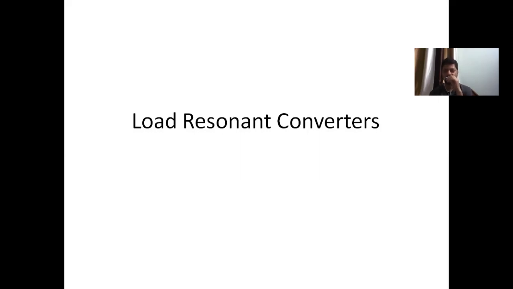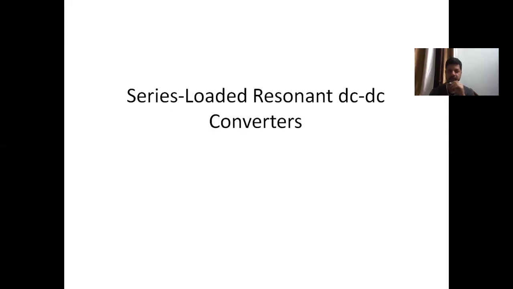Today we go into detail into the load resonant converters. Now, these resonant converters have an LC tank. They use an LC tank that results in an oscillating voltage or current that can be utilized to obtain zero voltage and or zero current switchings. Now we have two such circuits in our syllabus. We'll start with the first circuit, that is the series loaded resonant DC to DC converters.